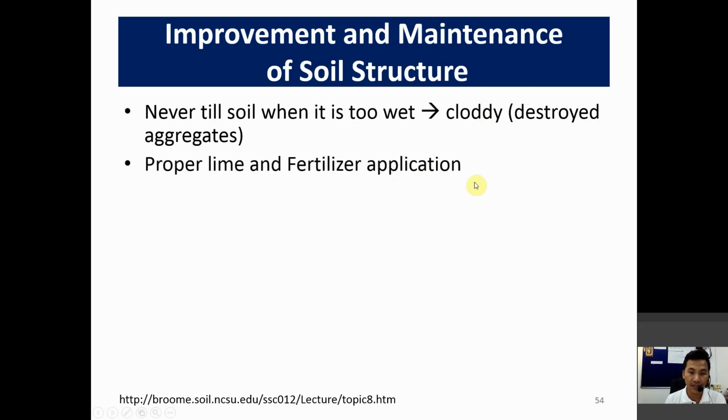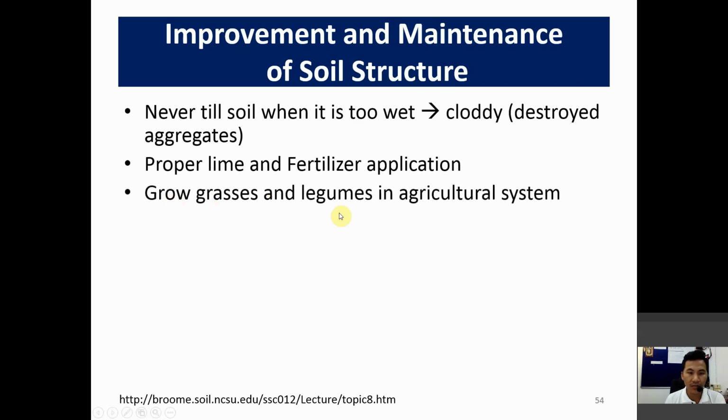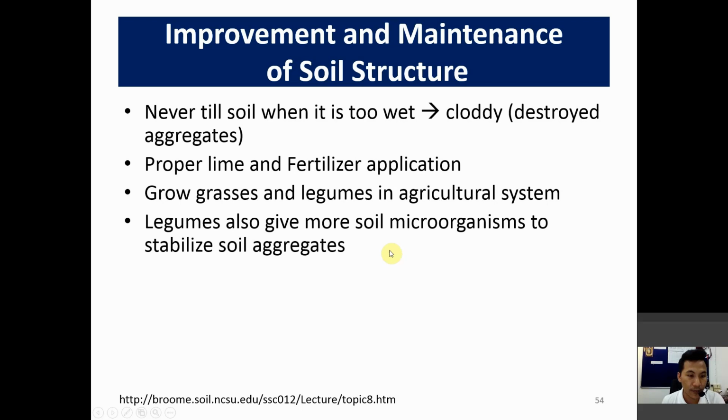Proper lime and fertilizer application will help because you give really good basic cations and some sort of cementing agent. Grow some grass and legume in the agricultural system. This way you have two different root length systems, where grass has pretty short roots and legume is a deep root kind of plant, and then you can have circulation of all substances in the soil system, and that kind of balances the cementing agents and everything, and makes the soil aggregate very good in terms of structure.